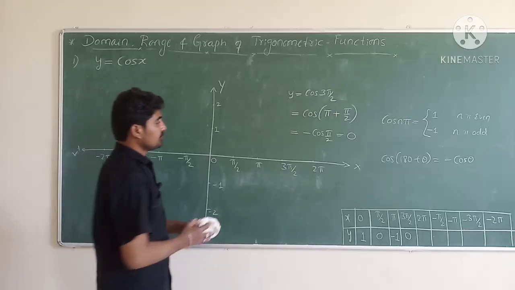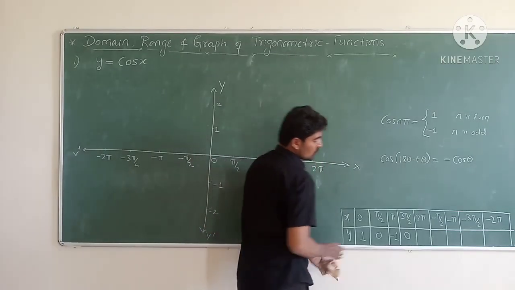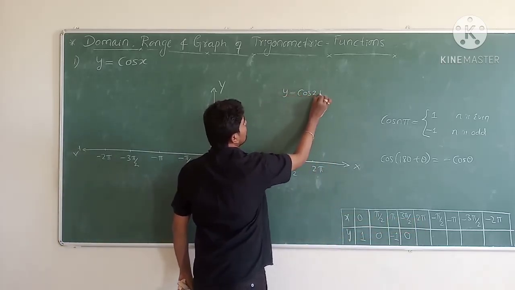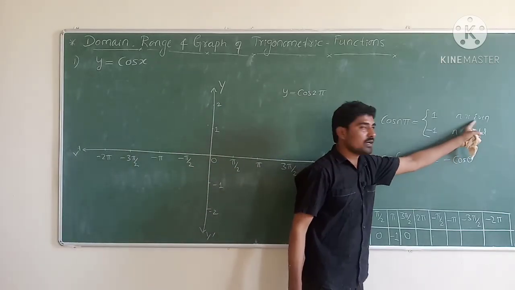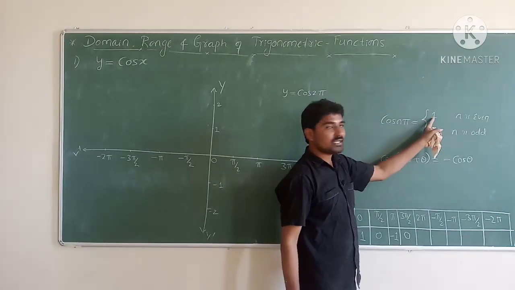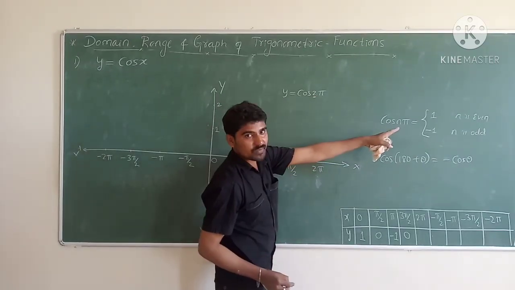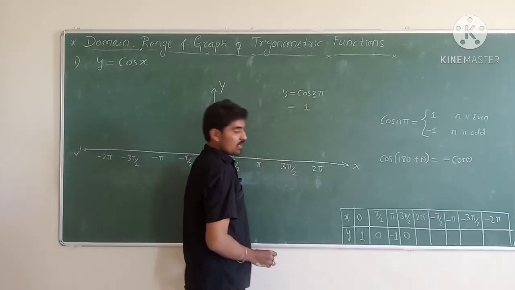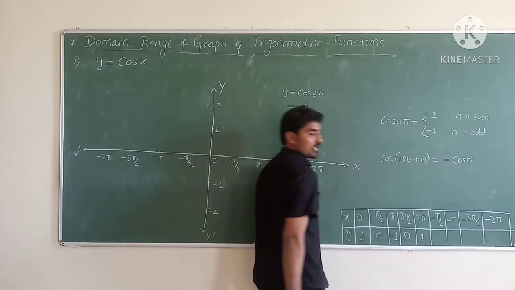And next, when x is equal to 2 pi, the value of y is cos of 2 pi. So when n is an even number, the value of cos n pi is 1. Here the value of n is 2, and 2 means an even number. So the value of cos 2 pi is 1. So when x is equal to 2 pi, the value of y is 1.